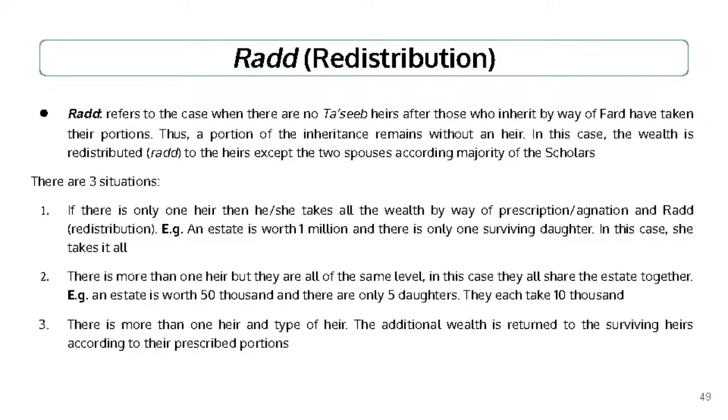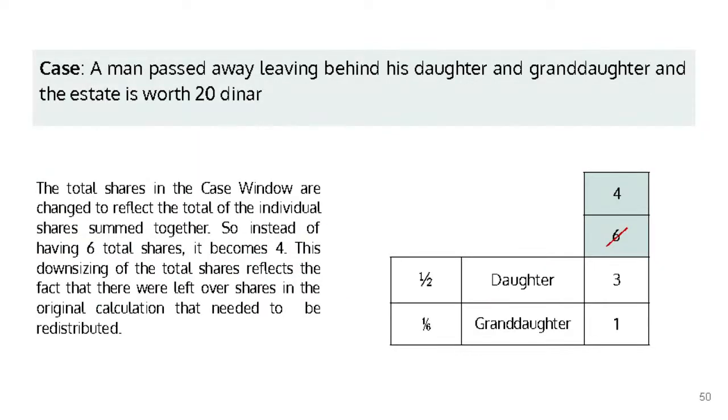So page 50. It says here, case, a man passed away leaving behind his daughter and granddaughter, and the estate is worth 20 dinar. So here, what are we going to say? Daughter and granddaughter, how much do they get? Daughter gets 1/2. And then granddaughter, 1/6. How much is that together? 2/3. What's remaining? 1/3. What are we going to do?